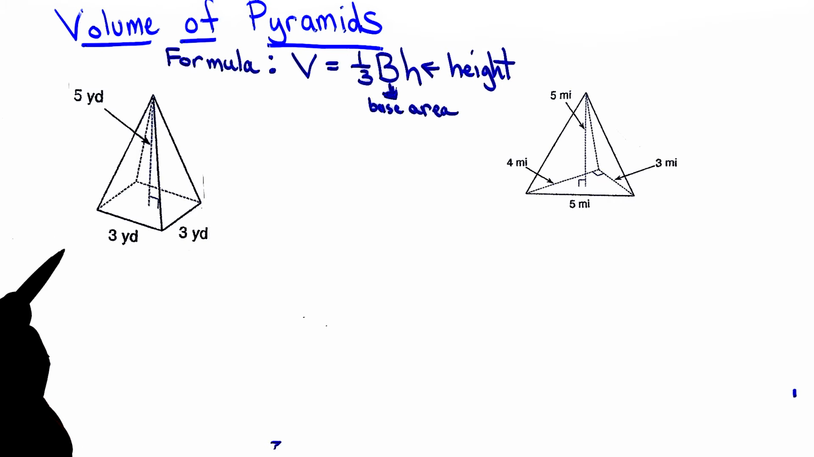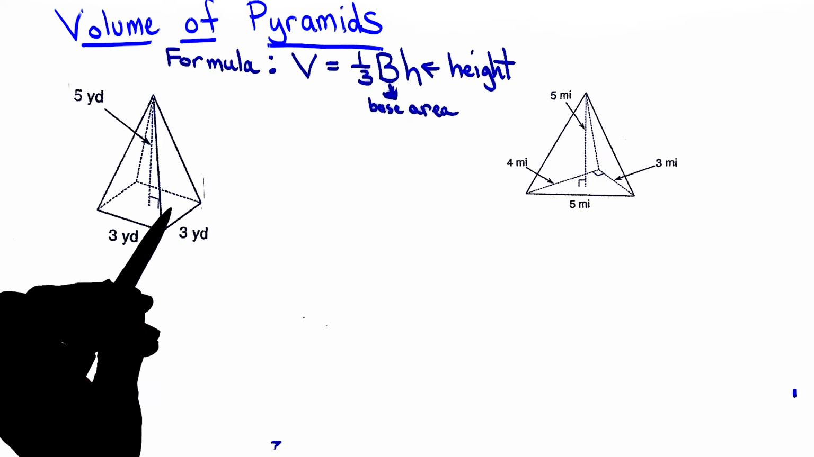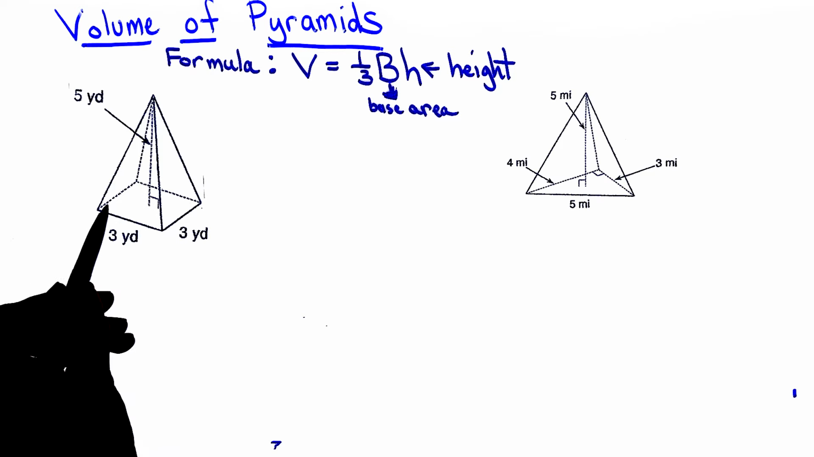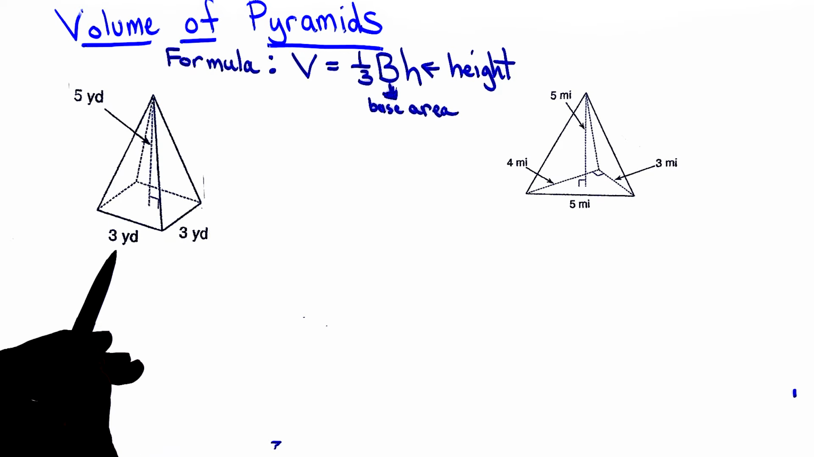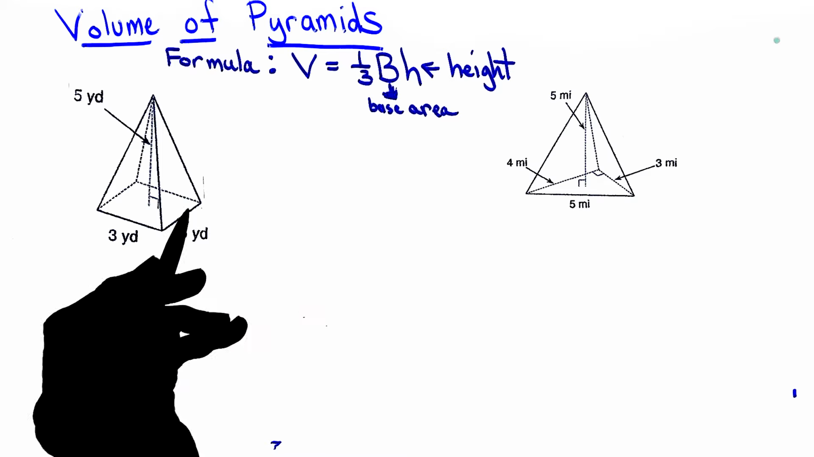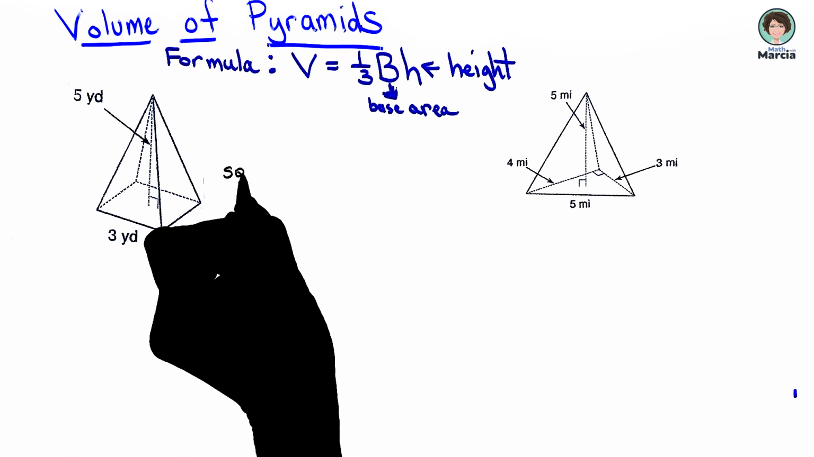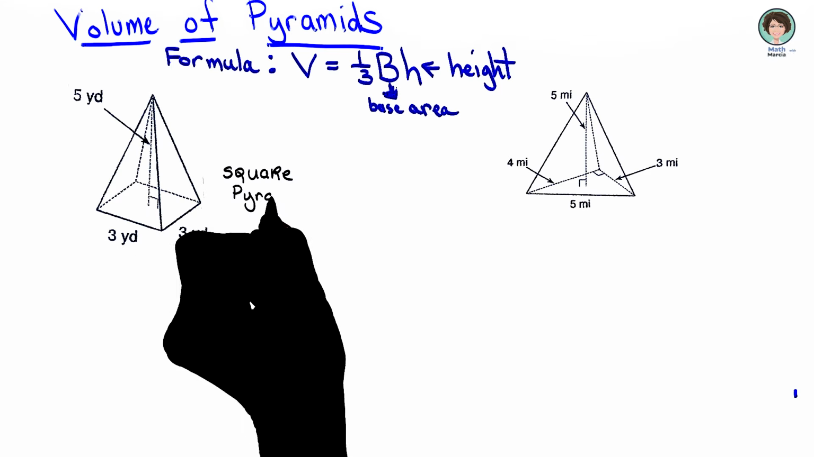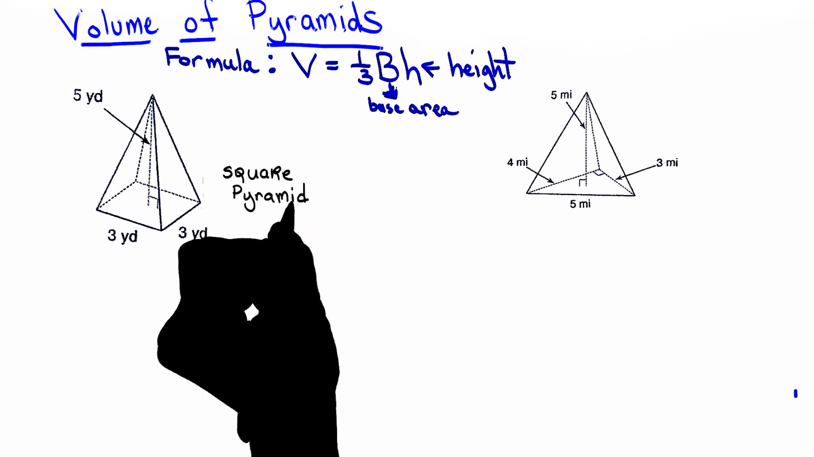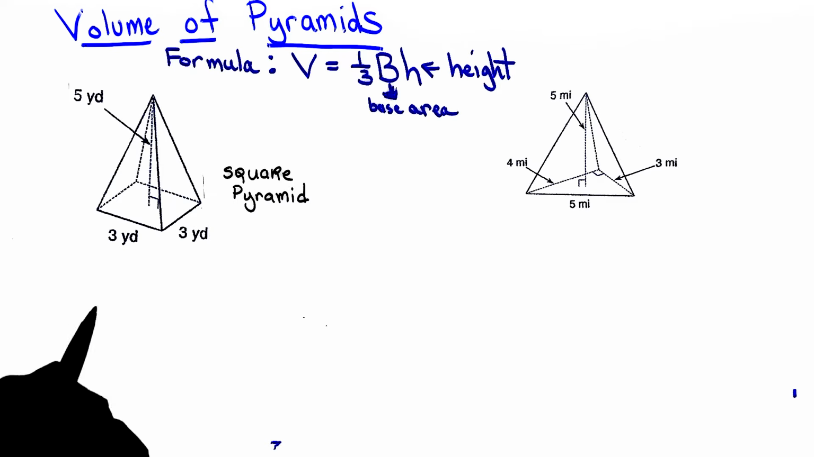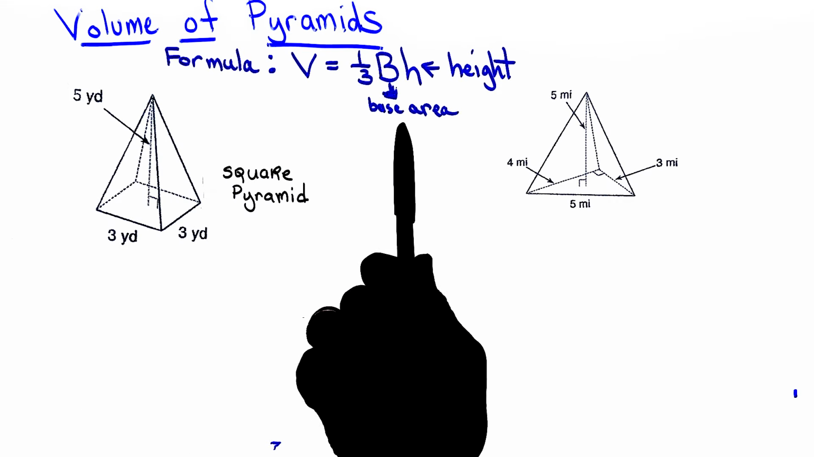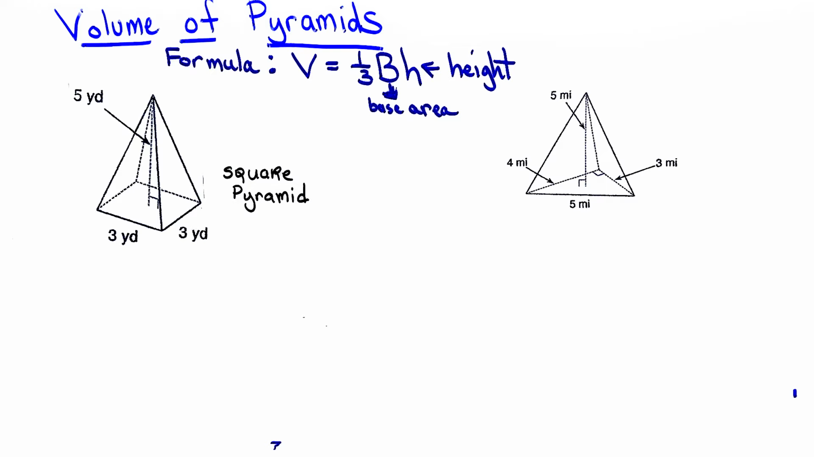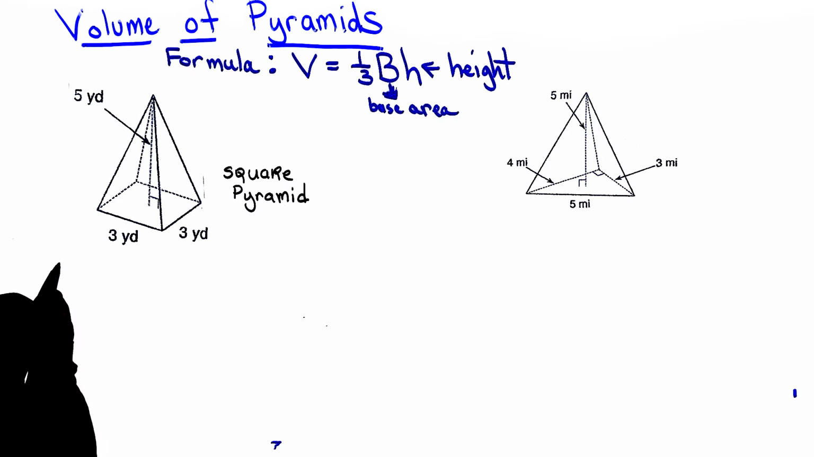So let's look at our first pyramid. Let's name it. It's always named by its base. So seeing this right here, I see it's a 3 by 3. So we do know that this is a square pyramid. And if we have a square pyramid, then we know our base area formula is going to be side squared. So let's go ahead and start the problem.